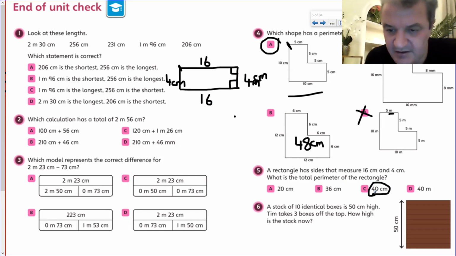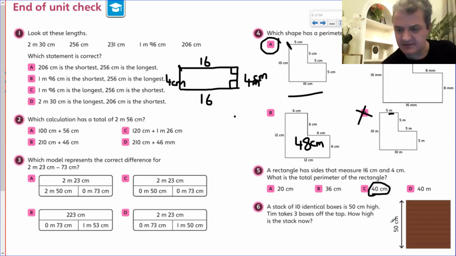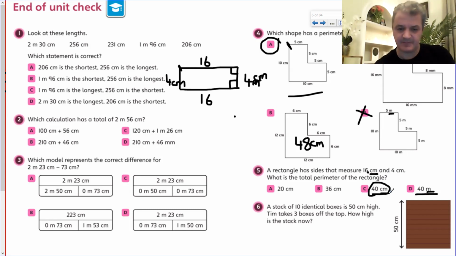centimeters. Okay, so why isn't it this 40 here? Because of the unit. This unit is in meters. We are working out a shape with sides of centimeters. So the answer is in centimeters. Okay, let's have a look at our last question.